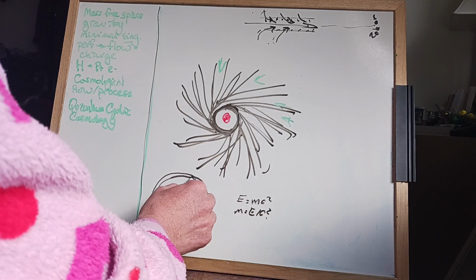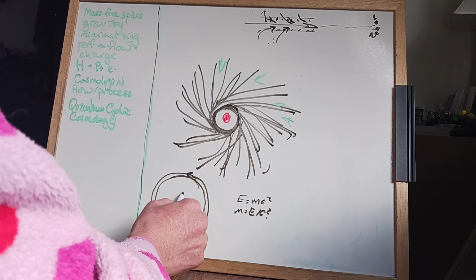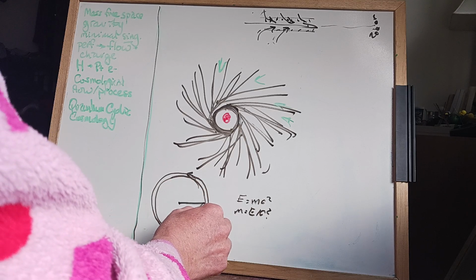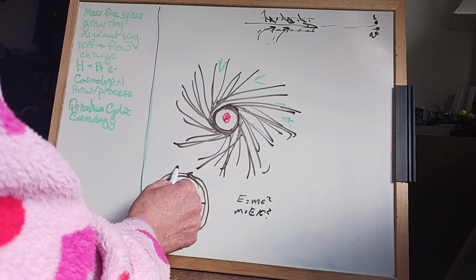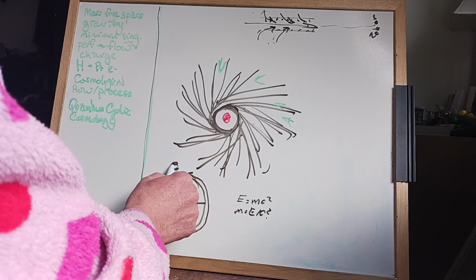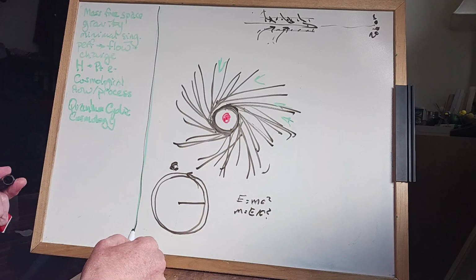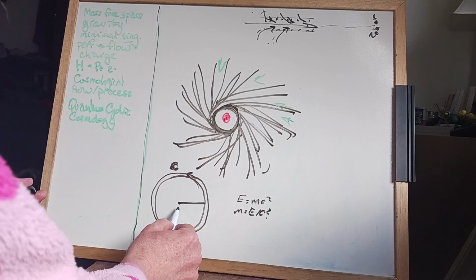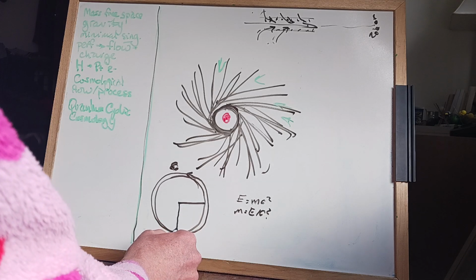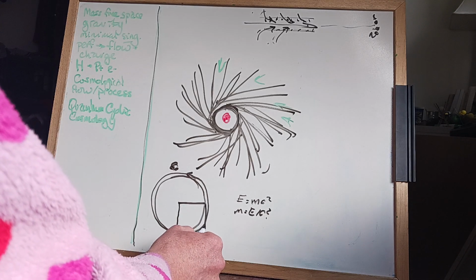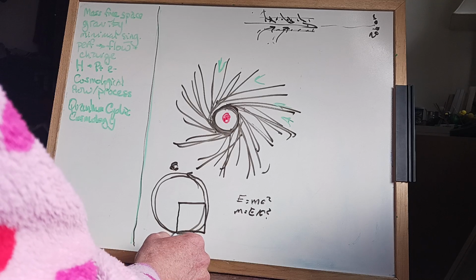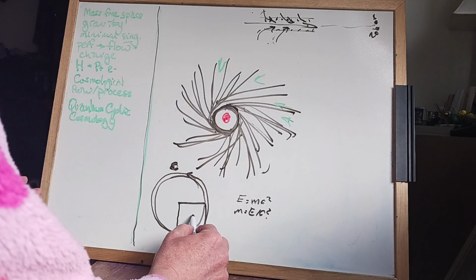over a Planck length at c, right? Because everything's moving at the speed of light. But that gives us the angular momentum of c squared.